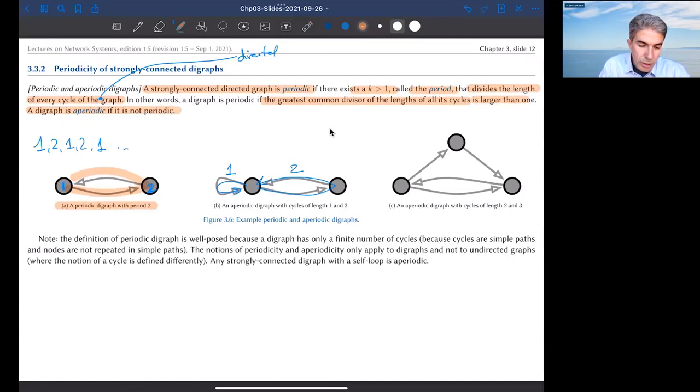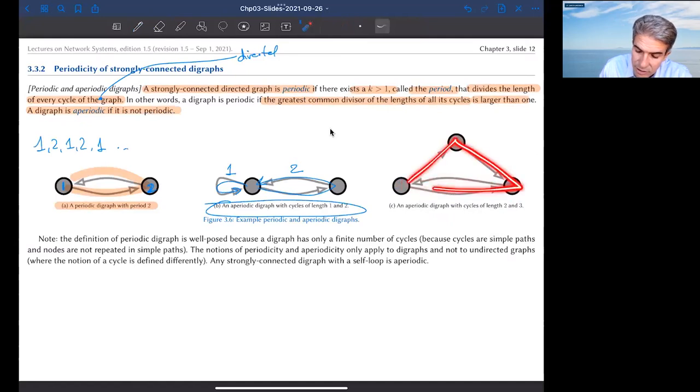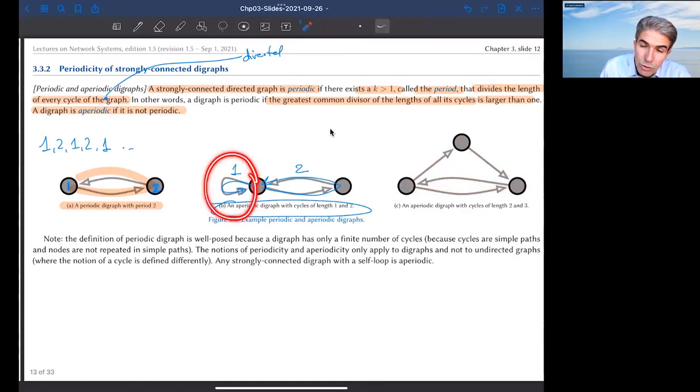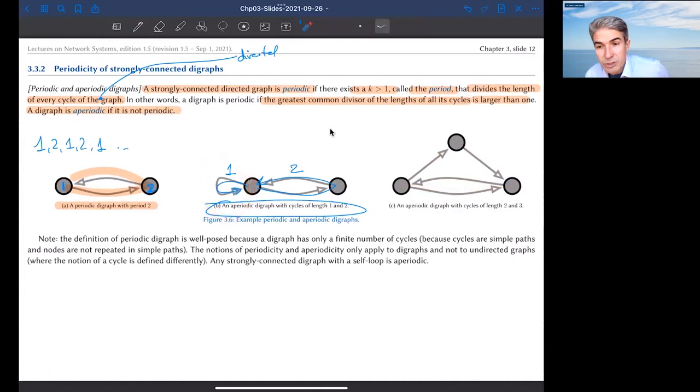So now here, example B has cycle lengths 1 and 2. In this example, if you look at the picture, you can see that one simple cycle has length 2 and another simple cycle has length 3. 2 and 3 are co-prime numbers. They do not have a common divisor. So the graph is aperiodic. As soon as you see a self loop, you know the graph is aperiodic because one of the lengths is 1. Okay, perfect.